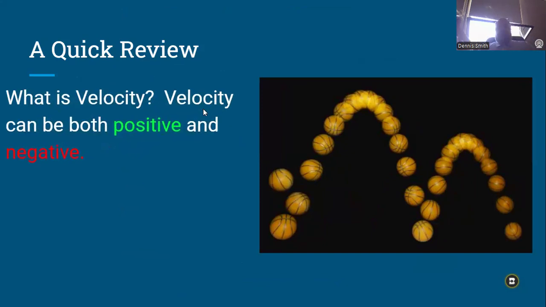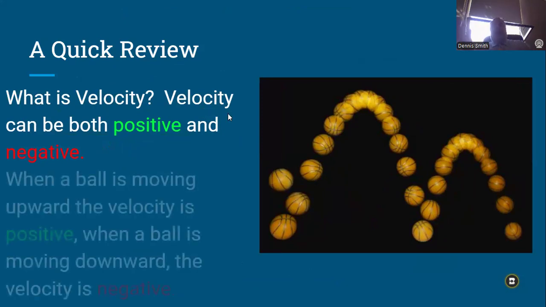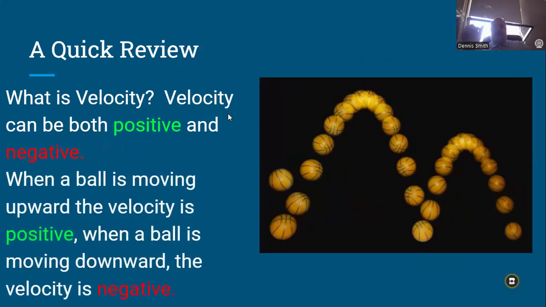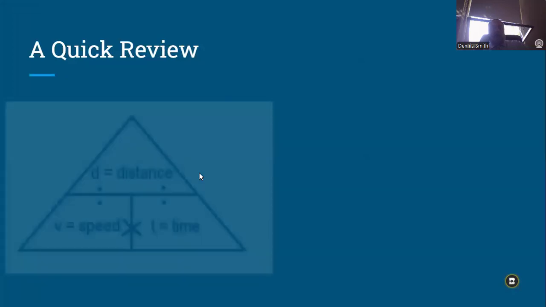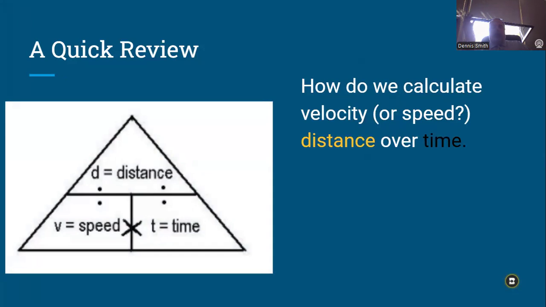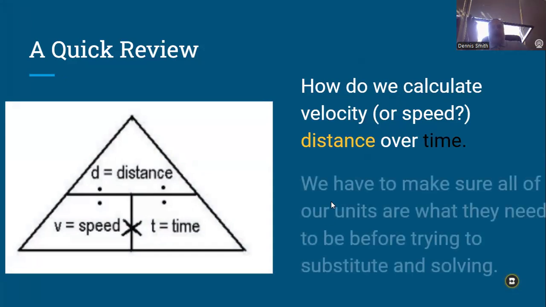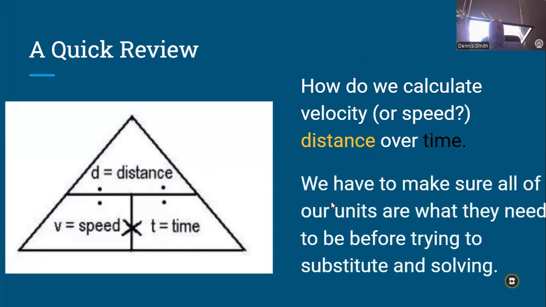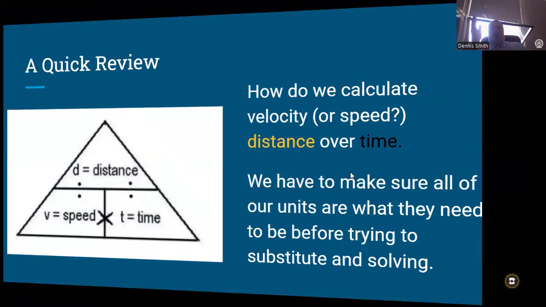All right, so what else is velocity? Velocity can be both positive and negative. Remember, moving up, it's positive. Moving down, it's negative. Moving to the right, it's positive. Moving to the left, it's negative. Okay? So remember this DST chart? Distance is over speed or distance over time, depending on what you're solving for. How do we calculate velocity or speed? We use the equation distance over time. Okay, we have to make sure all of our units are what they need to be before trying to substitute and solving for velocity.